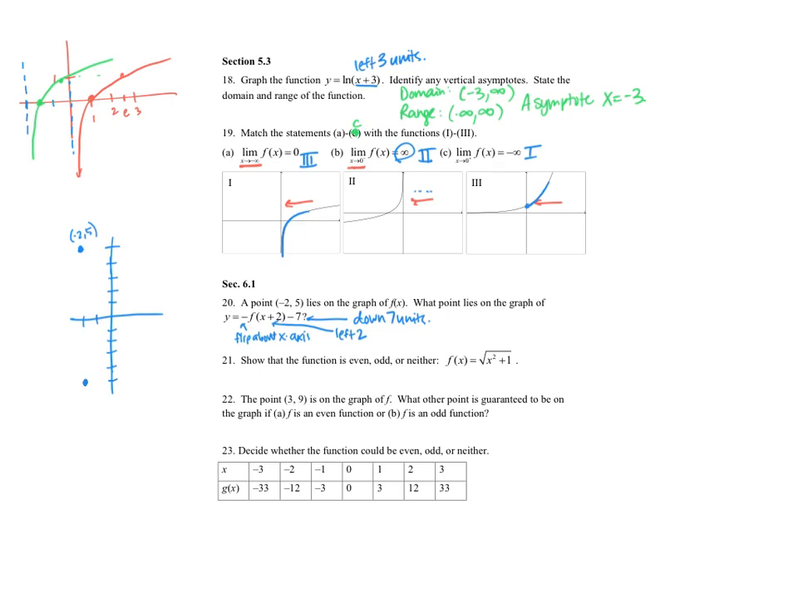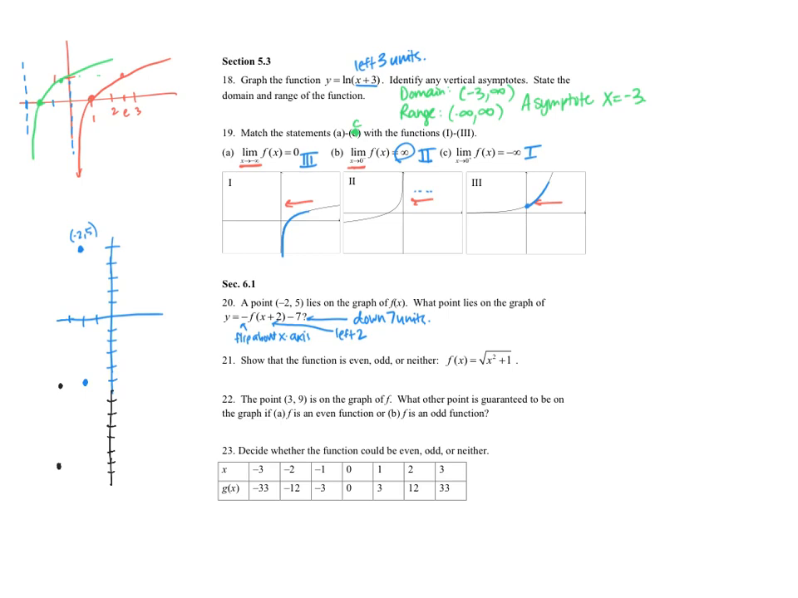And then I'm going to go left 2 units. 1, 2. So that's over here. And then I'm going to go down 7 units. Okay, so as I'm already at negative 5, I'm going to go down to 1, 2, 3, 4, 5, 6, 7.